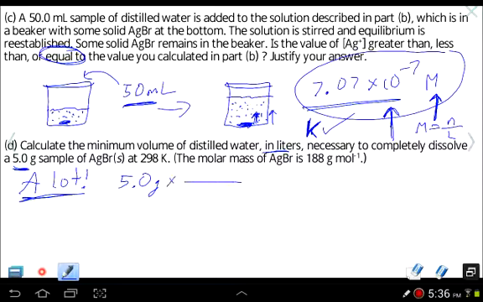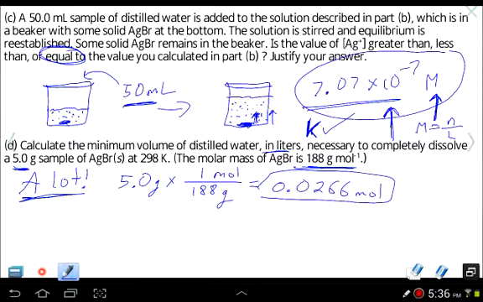Essentially what we're doing is some stoichiometry, where the molar mass is given to us as 188 grams in a mole. So when we divide these two numbers, go ahead and divide these in your calculator and see what you get. We have 5.0 divided by 188. We should get 0.0266 moles. And this is how many moles 5 grams of AgBr is.